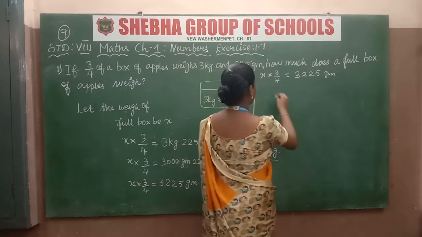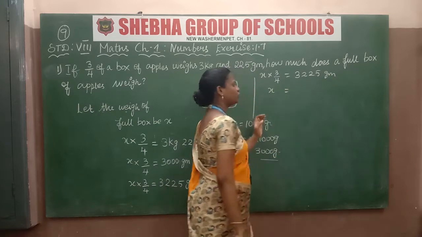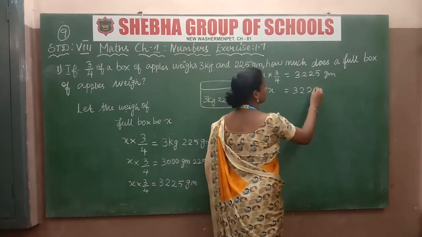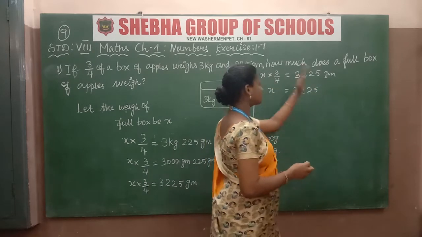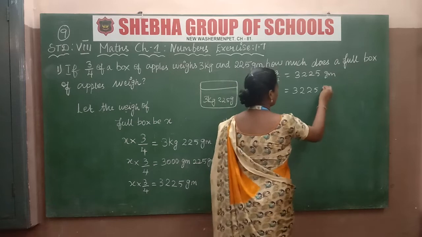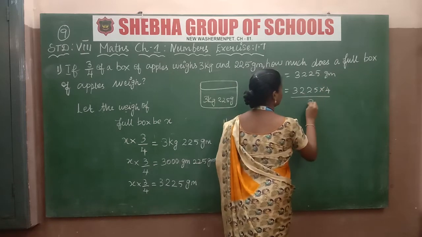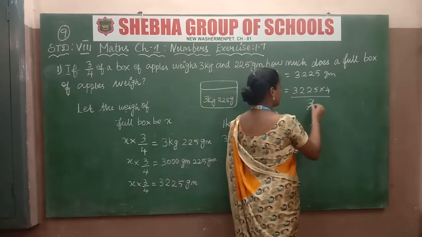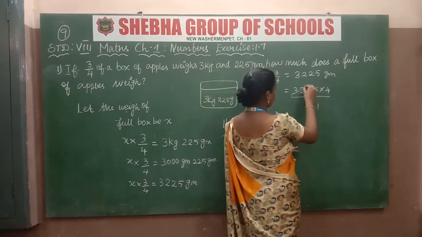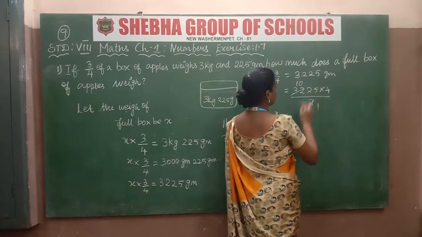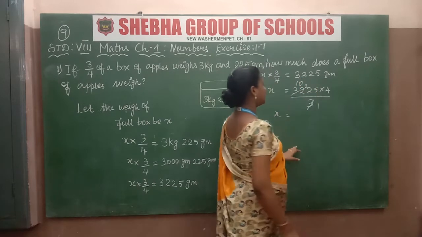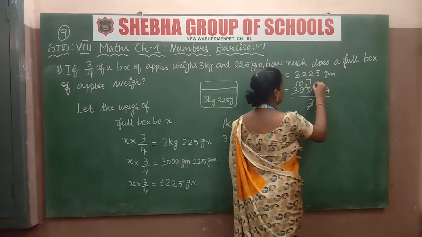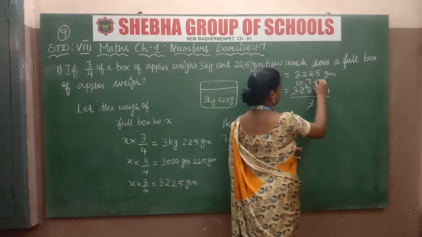Then we have to find the x value. So 3225 is here, and when 3 by 4 crosses the equal sign it changes to 4 by 3, into 4 divided by 3. So x is equal to, we have to divide in 3 tables. 3 ones are 3, 3 twos are 6, 3 threes are 9, then balance 2. In 3 tables, 22, 3 sevens are 21, then 1, 3 fives are 15.